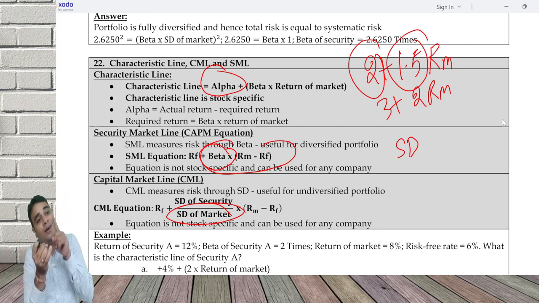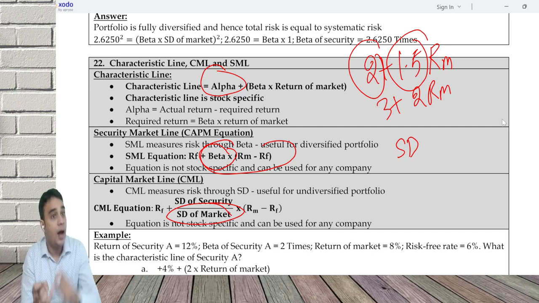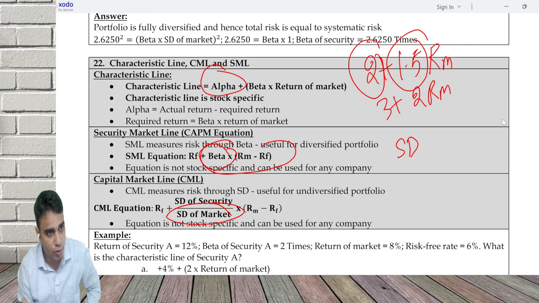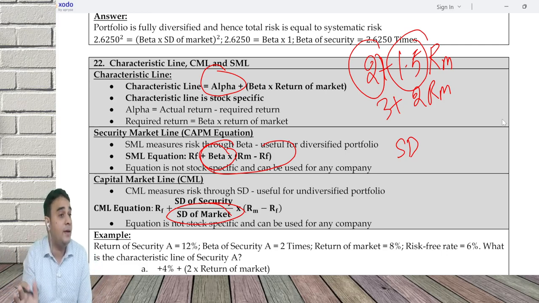So the required return of a security can be calculated as RF plus beta of security by beta of market into RM minus RF, or RF plus SD of security by SD of market into RM minus RF, or beta into RM. You can use any of the approaches. The most commonly used approach is CAPM, but my required return can be calculated in different ways.